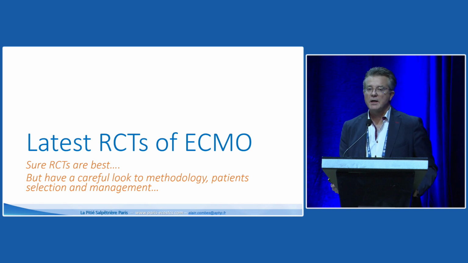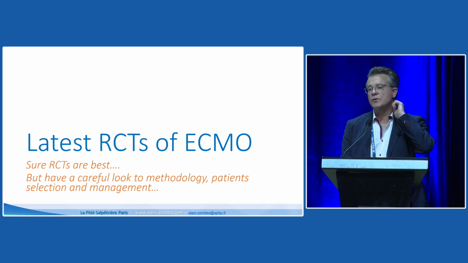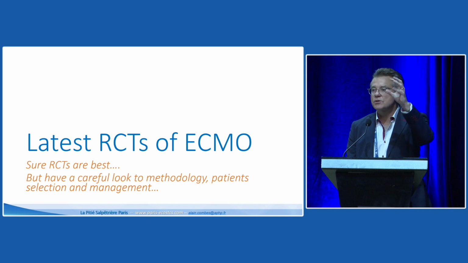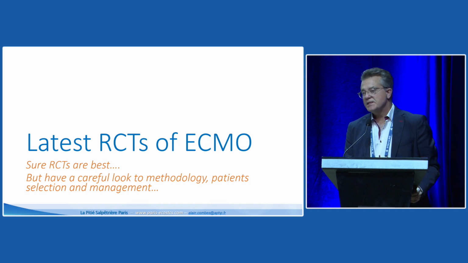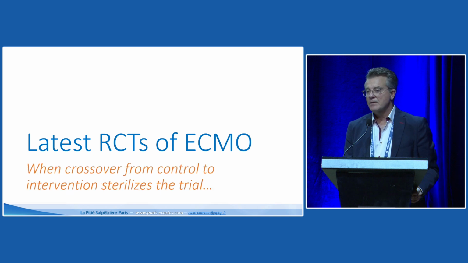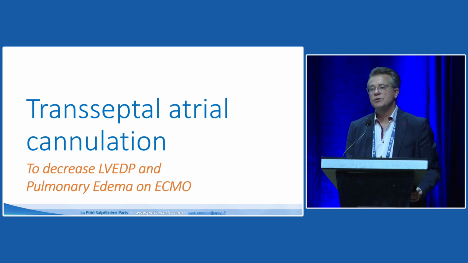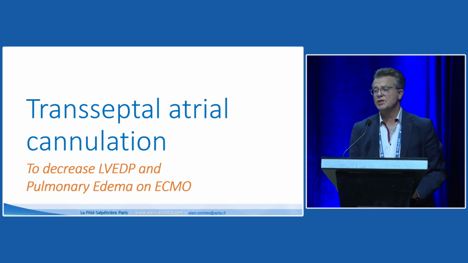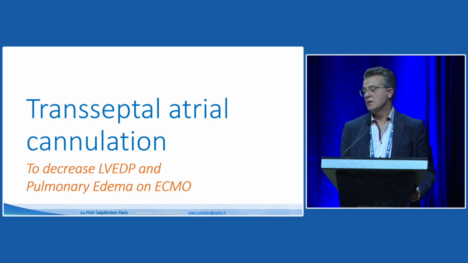And then we have RCTs. Sure, RCTs are best because it's the best way to get rid of the selection bias, because you randomize the patient initially. But still, we need to have a close look at the methodology and, beyond the methodology, the patient selection and the patient's management. And my first major concern when dealing with RCTs in devices, especially with ECMO, is the number of patients who cross over from the control group to the interventional group, which may just sterilize the results of the trial.